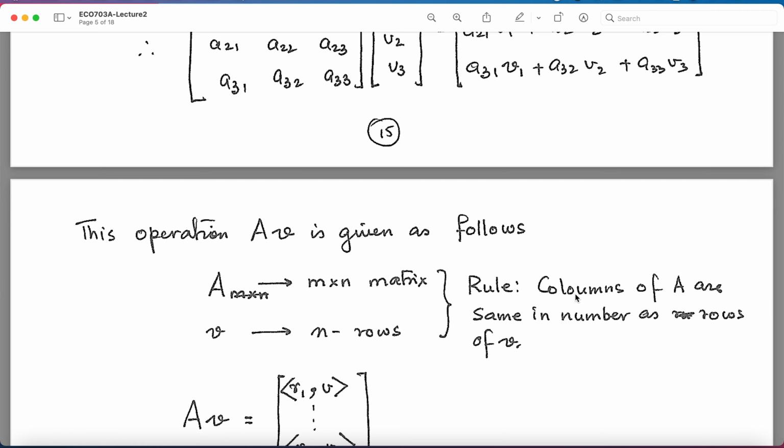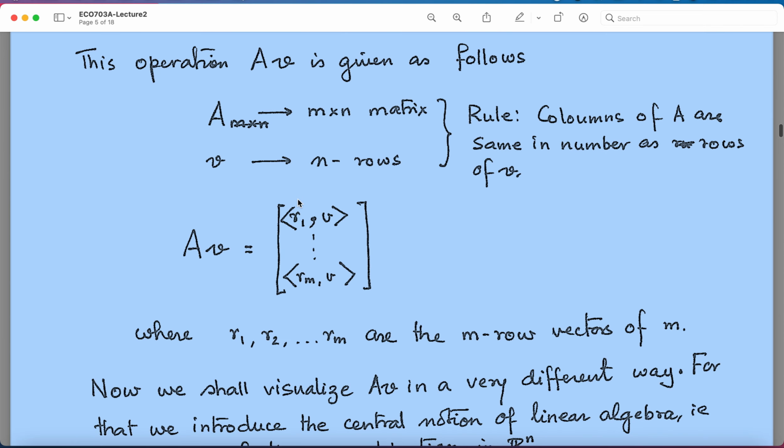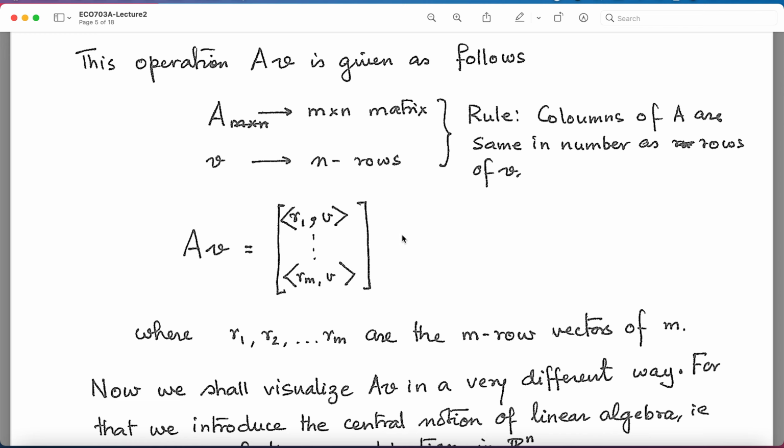So, the operation Av is given as follows. What is the rule? The number of columns of A is the same as the number of rows of v. This is a key rule, and Av is given by the inner products of the rows R1, R2, ..., Rm with v. Here R1, R2, ..., Rm are the row vectors of A, which is an m cross n matrix, and v is an n cross 1 vector. So, this is the answer, this is how the operation is defined.